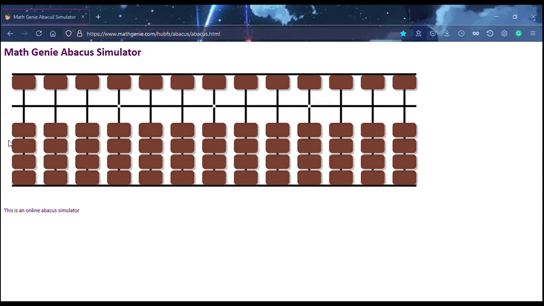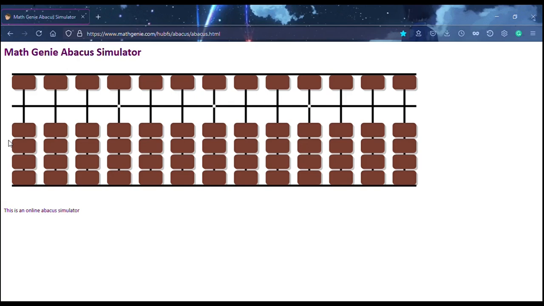So in this part of the video, I will be going through some of the example questions found in worksheet 1. The first question: the abacus has a 5 beat pushed down on the rod 4 from the right. What number is this abacus showing?